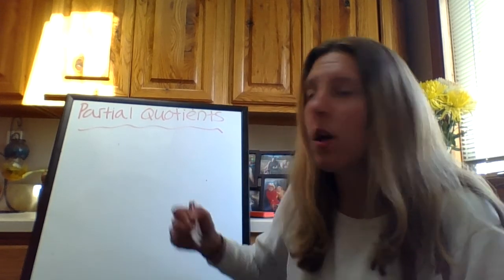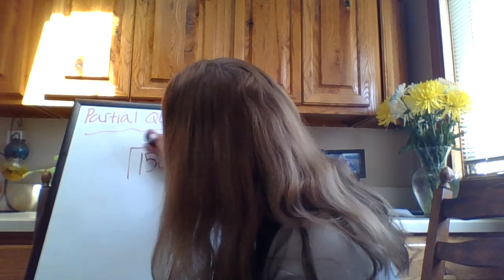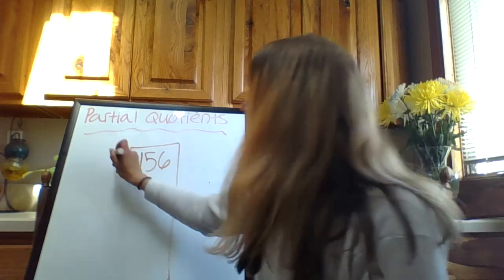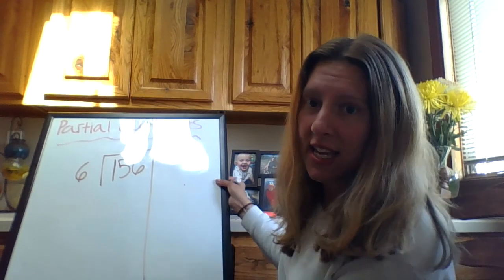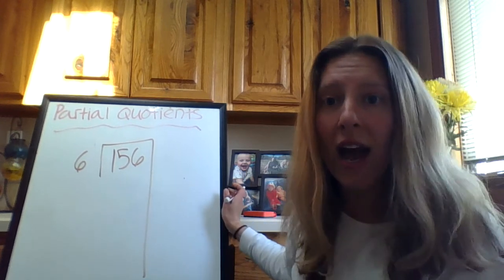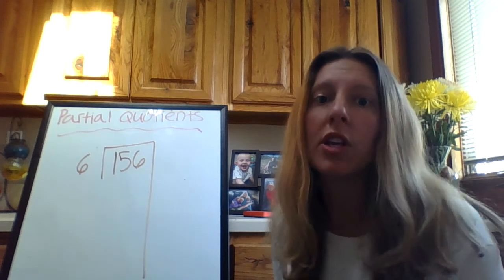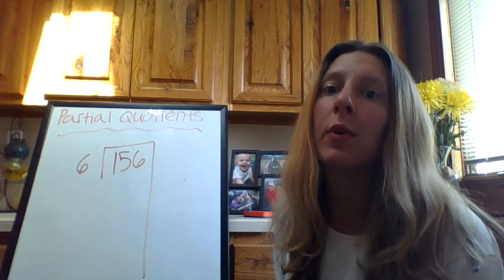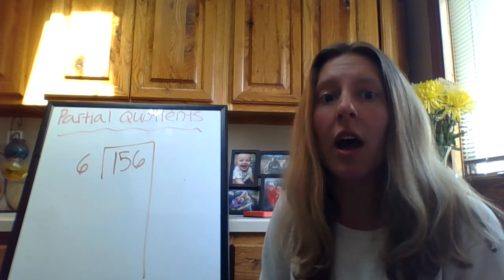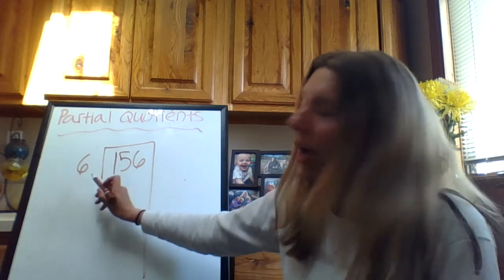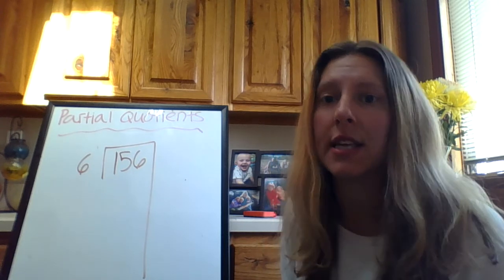So that would be 156 divided by 6. So in this problem, 156 is the amount of cards we have that we need to divide or share with 6 people. So when we use the partial quotient strategy, we are using multiplication to help us with division. So I need to think about what times 6 is going to get me as close to 156 as possible.